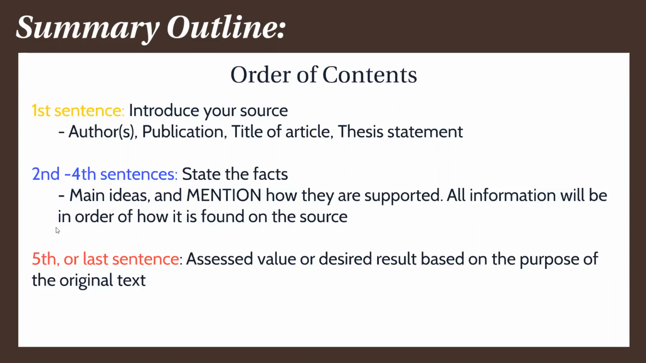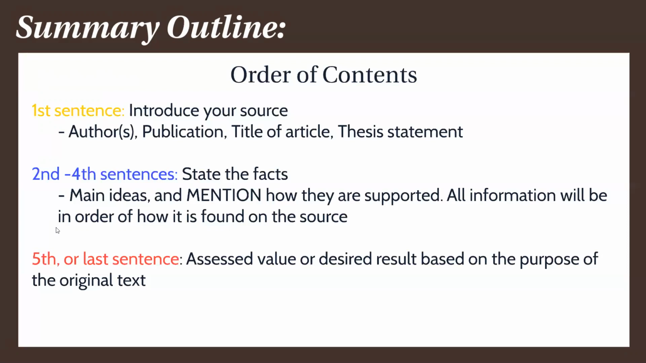Your second through fourth sentences, that middle ground where you summarize, you're going to state the main ideas and mention how they are supported. Again, if that author uses data to support that main idea, you're going to write that the author uses data, not getting into all of the specifics. And all of that information being summarized should be in the order in which you found it in the source. So whatever first main idea the original author mentions in that text should be the first main idea that you mention in your summary.